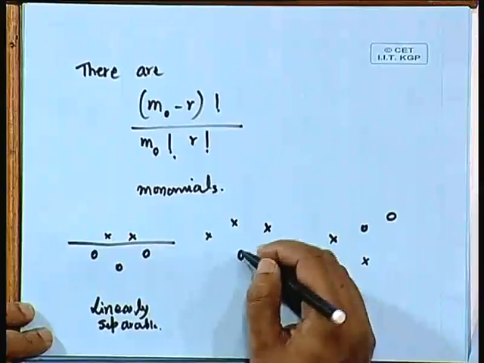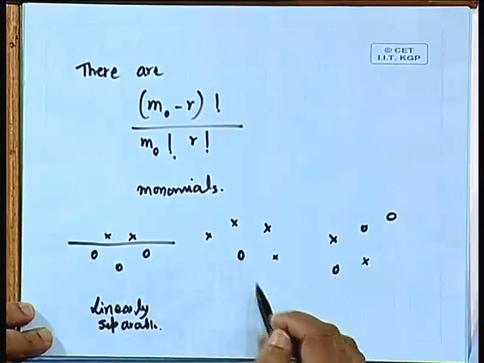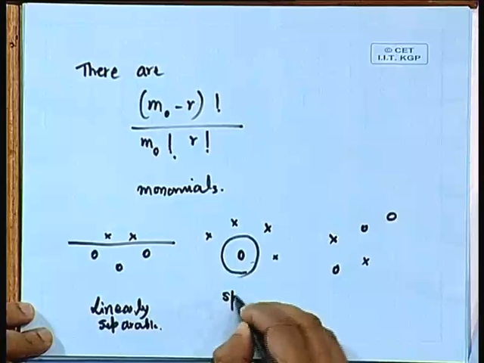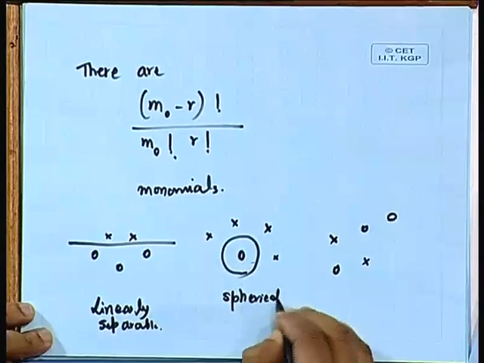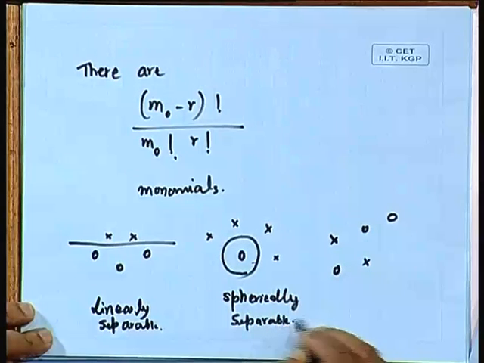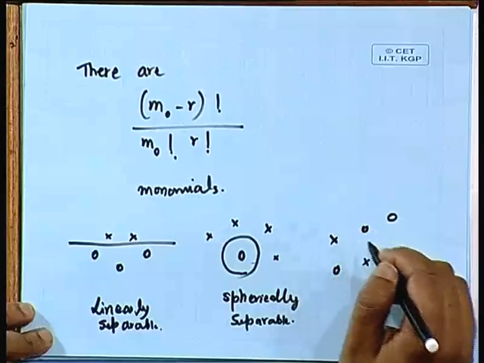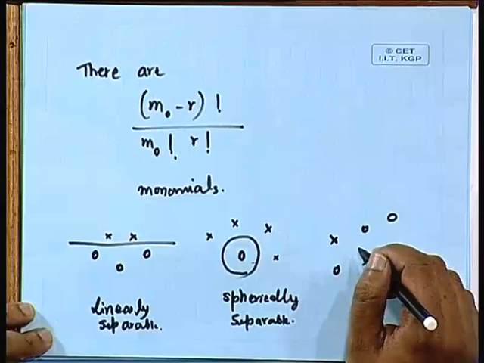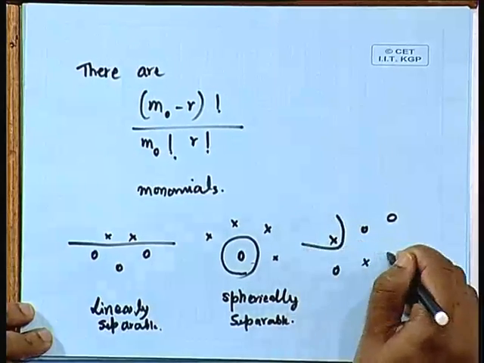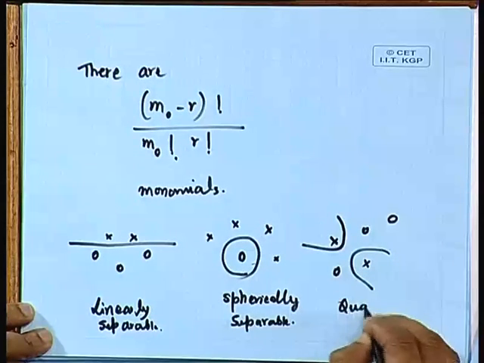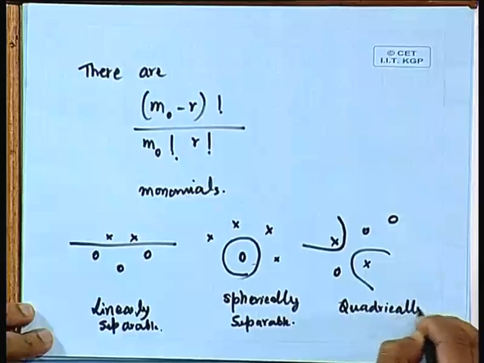This dichotomy that we have got is certainly not linearly separable. I cannot pass a hyperplane, but possibly I can pass a hypersphere. So, this one is hyperspherically separable. And in this example, even hypersphere separability is not coming in. This should be separable using a quadratic function, so it is quadratically separable.